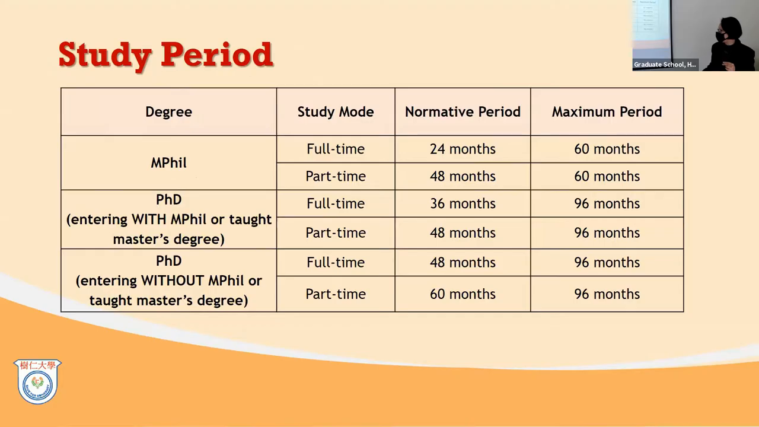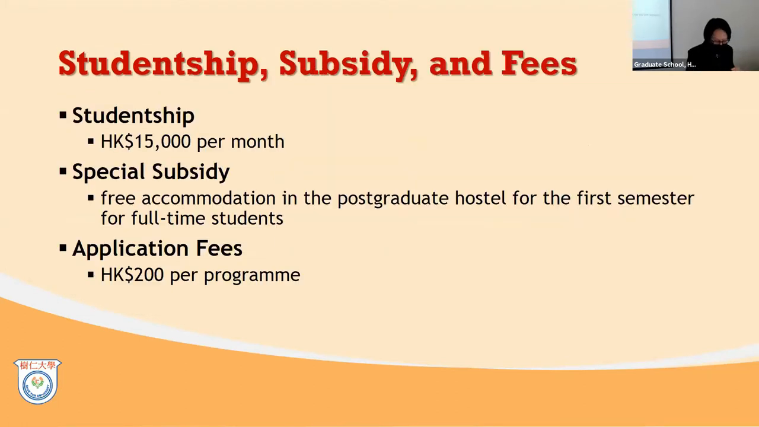The next thing, common features of all these programs. Although Shue Yan University is a private university and we do not receive government funding, we manage to secure very generous donations and sponsorship from various industries and various donors. So it's very similar to those studying MPhil or PhD programs at the government-funded universities. For students entering full-time mode into either the MPhil or PhD program, they will receive $1,500 per month during the normative study period.